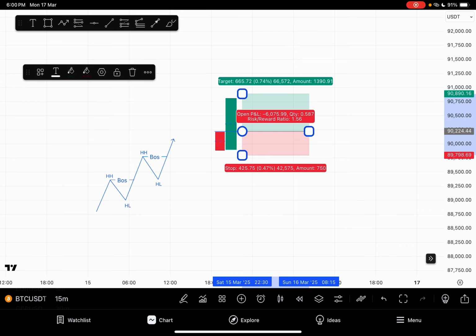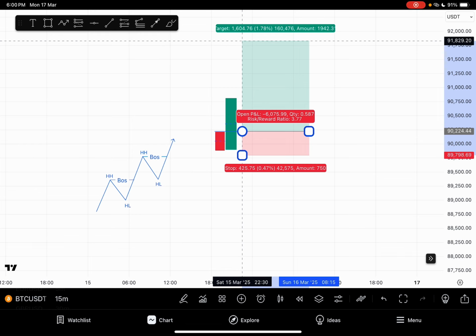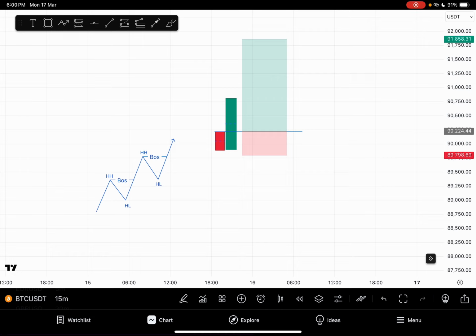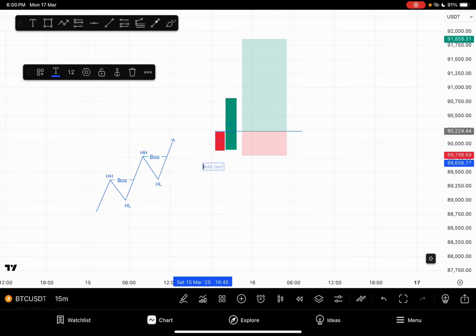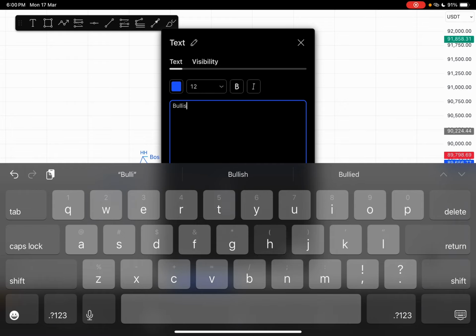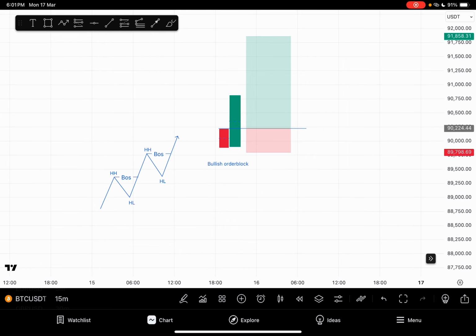And also for your take profit, you can use a 1:3, or you can aim for liquidity for your take profit. So this is the first type of order block. This is a bullish order block.